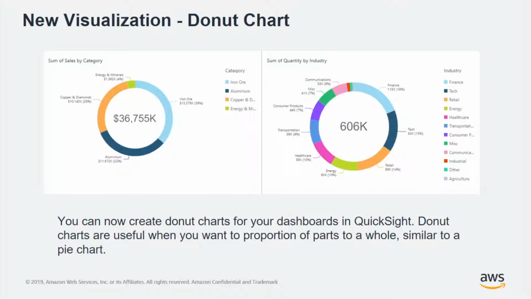It in fact looks very similar to a pie chart, just aesthetically a little bit different, and also includes the ability to include the total in the middle of the donut that we see here. So let's jump over to QuickSight and see how we build a donut chart.